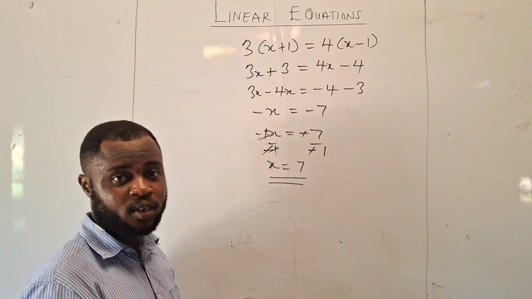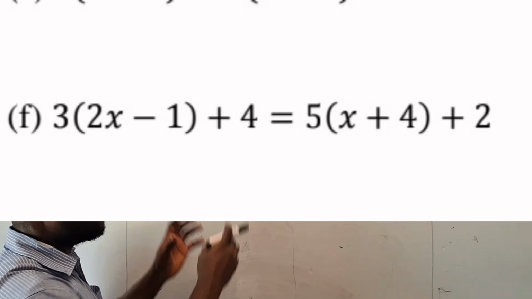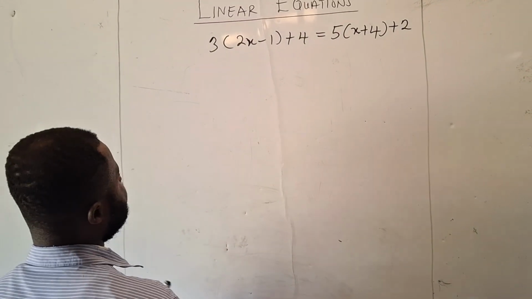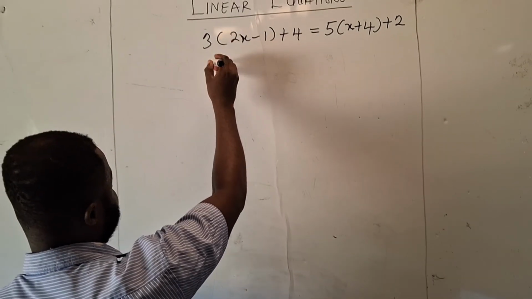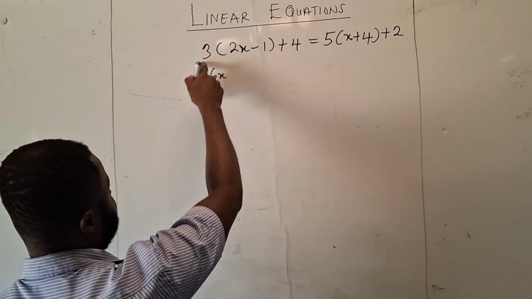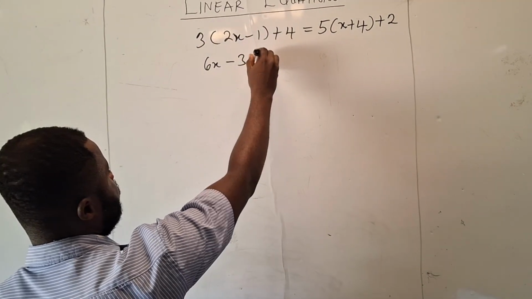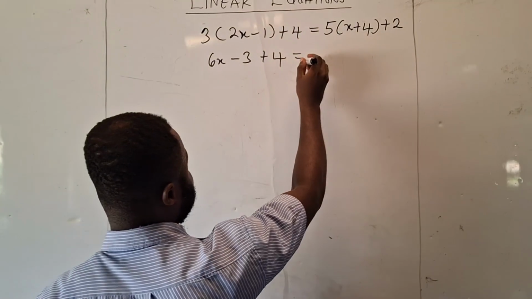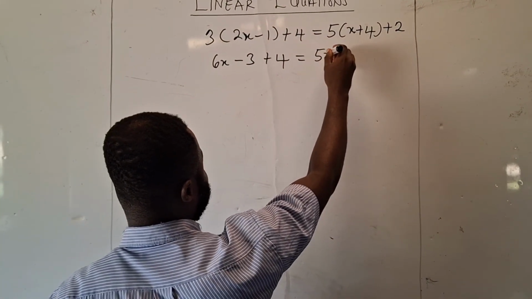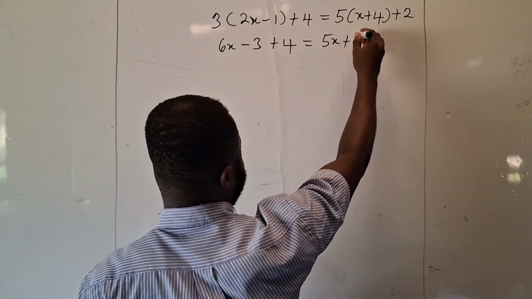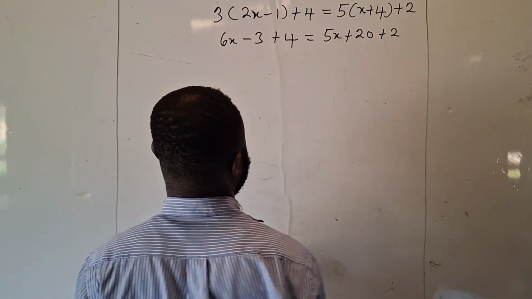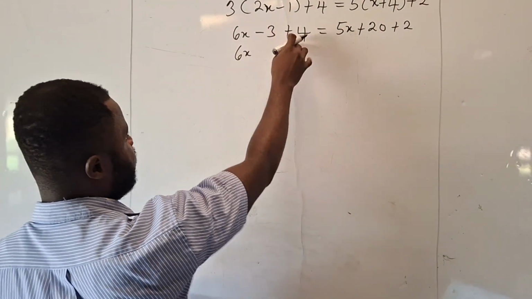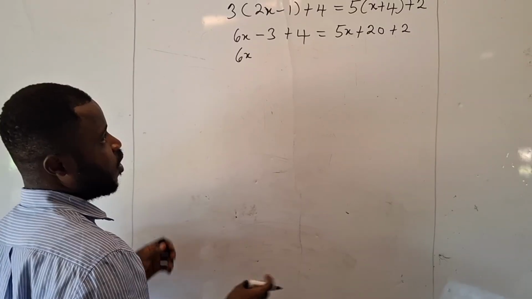So let's take another one involving brackets. We are going to solve for x in this long equation, but we are going to simplify it. So once again, multiply 3 by the 2x, which will give us 6x. 3 times negative 1 will give us negative 3. Then we bring the 4. We are not going to multiply this by the 4 because it's not inside the bracket. This is equal to 5 times x, which gives 5x, then plus 5 times 4, which is 20, then plus 2 here. Now we can add this and also add this. Then we group the like terms.